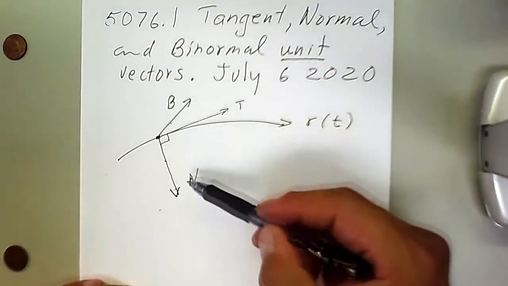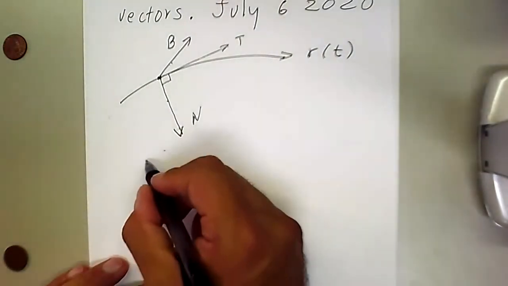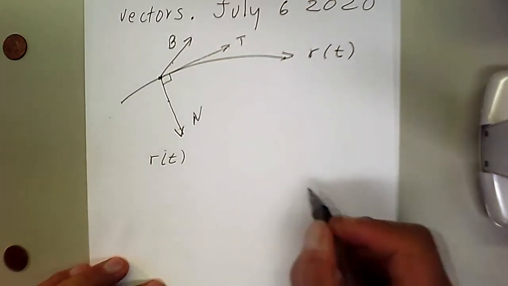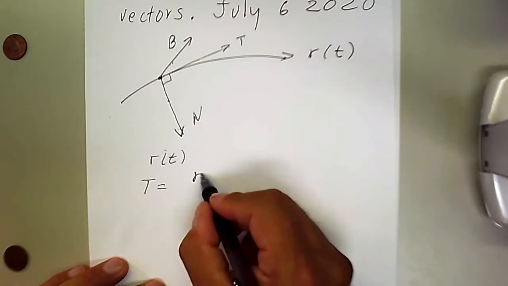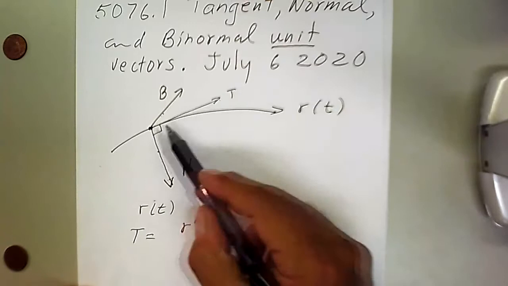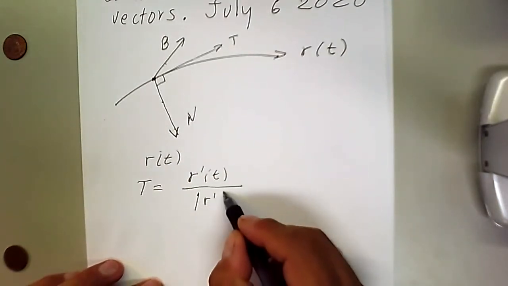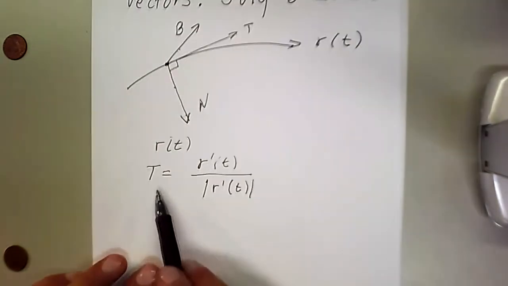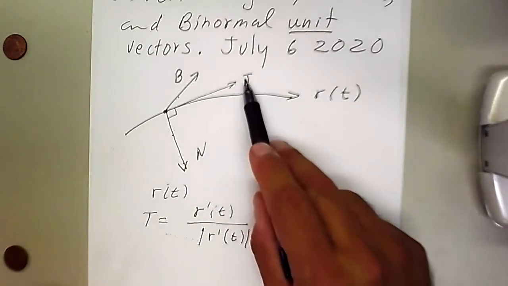So tangent, normal, binormal. We start with r of t. The tangent vector is the derivative of r. That would give us this direction with the velocity. But then we have to divide by the magnitude. And that makes this the unit vector. So this is the formula for the tangent vector.